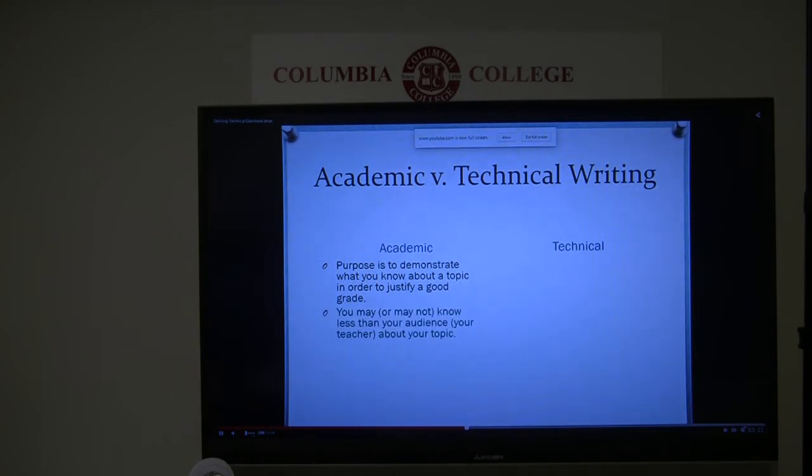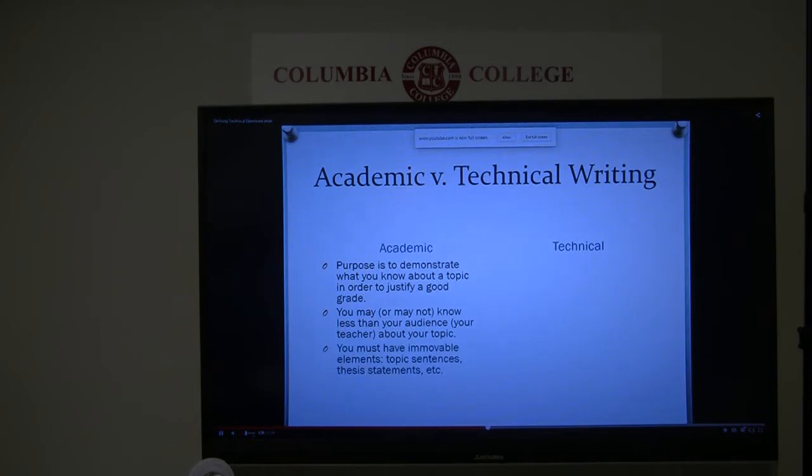As the author of an academic paper, you really don't know what your audience knows about your topic. And in this case, it's your teacher, and he or she may have a greater understanding of what it is that you're writing about than you do. You really don't have that knowledge in front of you. You don't have that insight into your audience, but it's safe to assume that more often than not, your teacher probably does have a greater understanding than you do.